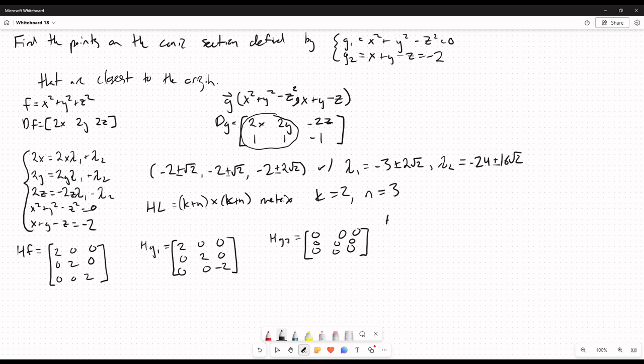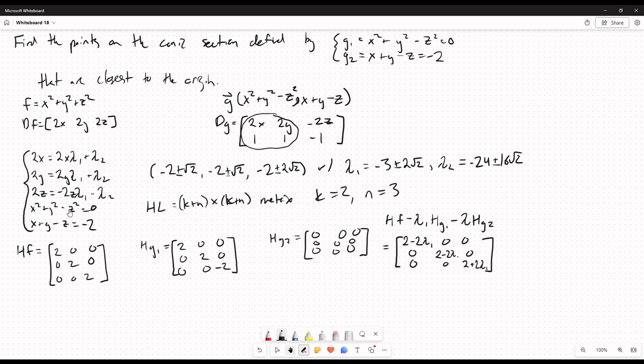So when we do the Hessian of F minus lambda 1 times the Hessian of G1 minus lambda 2 times the Hessian of G2, we're going to get 2 minus 2 lambda 1, 0, 0, then 0, 2 minus 2 lambda 1, 0, and then 0, 0, 2 plus 2 lambda 1. Okay. So we have that piece.